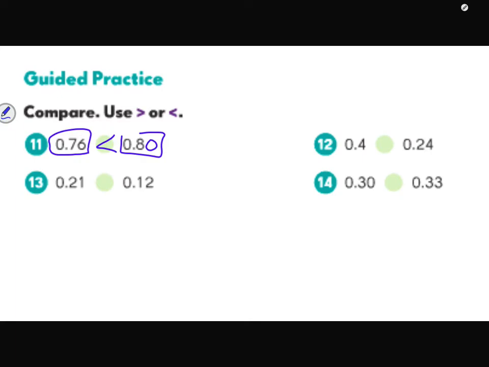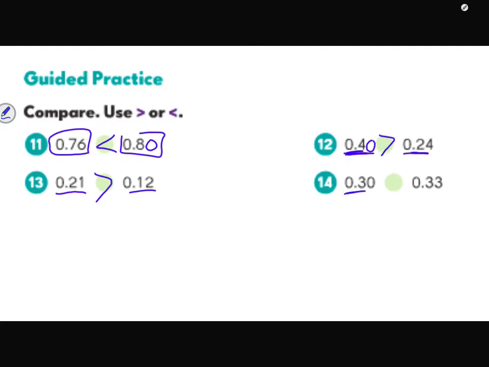This one right here, I have 21 hundredths or I have 12 hundredths. Well, I know that if I'm thinking about money, 21 cents is more than 12 cents, so my 21 hundredths is greater than 12 hundredths. Again, here I have 4/10 and 24 hundredths. 4/10 is really 40 hundredths. So then I can see that 40 hundredths is greater than 24 hundredths.